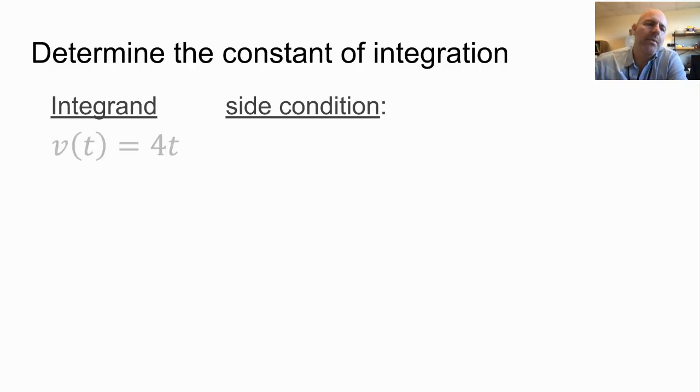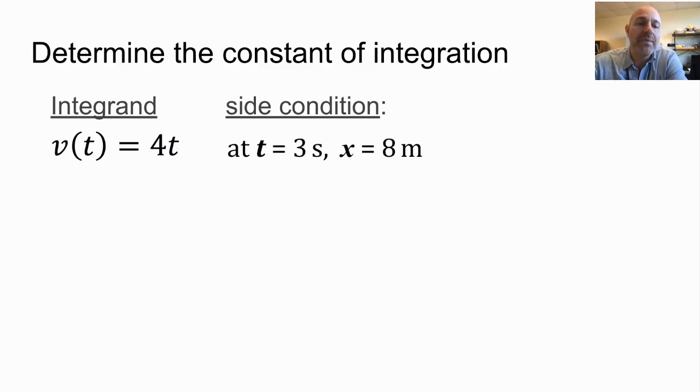And so for that, we do our integrand, and we have a side condition. It may not be the initial condition. Notice this is at t equals 3 seconds. The position is 8 meters, not the same as where we are at 0 seconds.